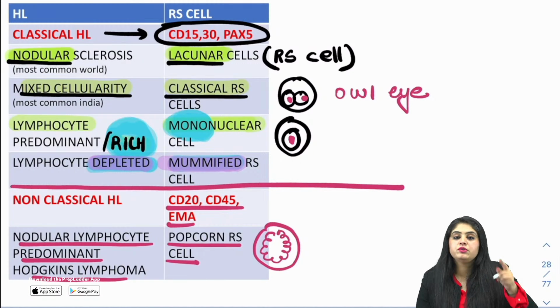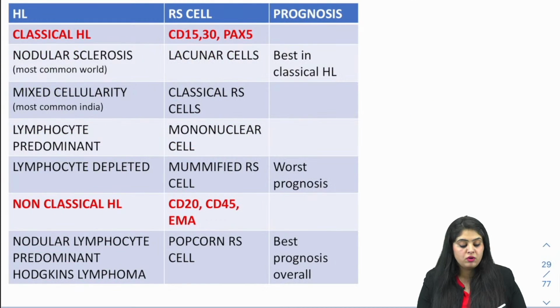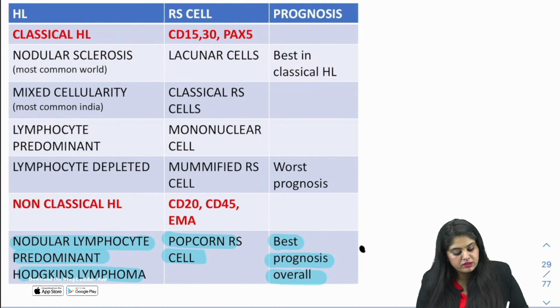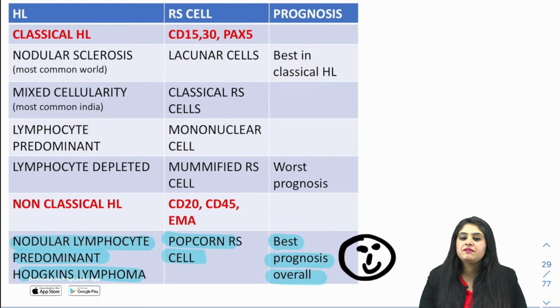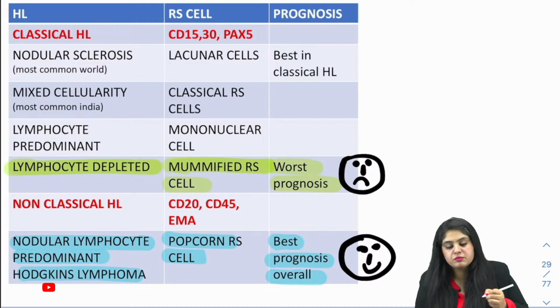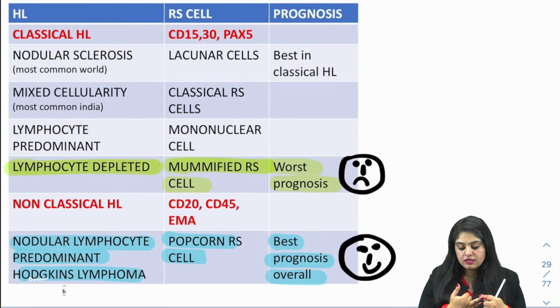Now tell me one thing, which is the most tasty word out of these? The tastiest word was popcorn. So if someone asks you which is the best prognosis, the popcorn RS cell, this non-classical popcorn RS cell, is going to have the best prognosis, because popcorn is our favorite word out of all of these. And which is the most dead kind of word out of all of these? The most dead kind is lymphocyte depleted. So that automatically becomes the worst prognosis. Easy to learn. Tastiest is popcorn, so that has the best prognosis. Dead, mummified is the worst, so that is going to have the worst prognosis.